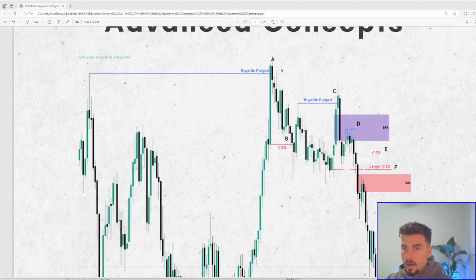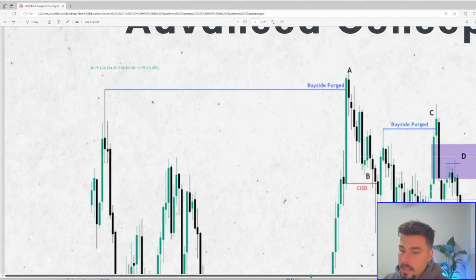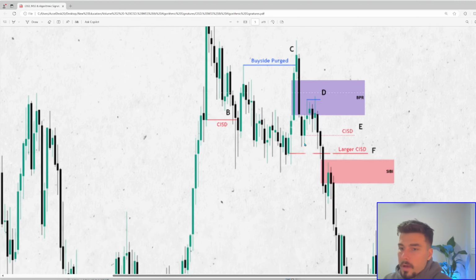So essentially, all these things work together. It's not just one thing. When you're looking at price and advanced concepts or algorithmic price signatures, it's about looking at one thing, how that flows to the next, the next, the next. Keep that in mind. So to phrase a really high probability trade, this is what we can do. We see the initial sweep, we see the CISD, then we see the purge of buy side liquidity, then we close back down again, and this creates a balanced price range, right?